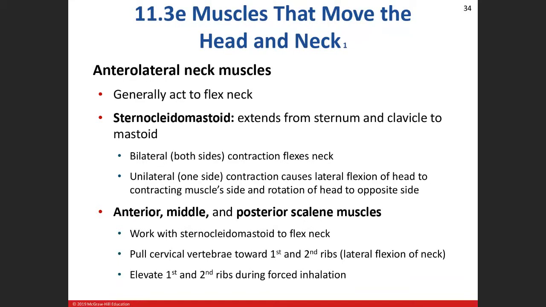All right. So when we're talking about the muscles on the front and the sides, the anterior lateral portion, if you think about it, it makes sense that if they're on the front, when they contract and get shorter, they're going to pull your head down. So they're going to flex your head and neck forward. And one of the big muscles that does that is the sternocleidomastoid muscle.